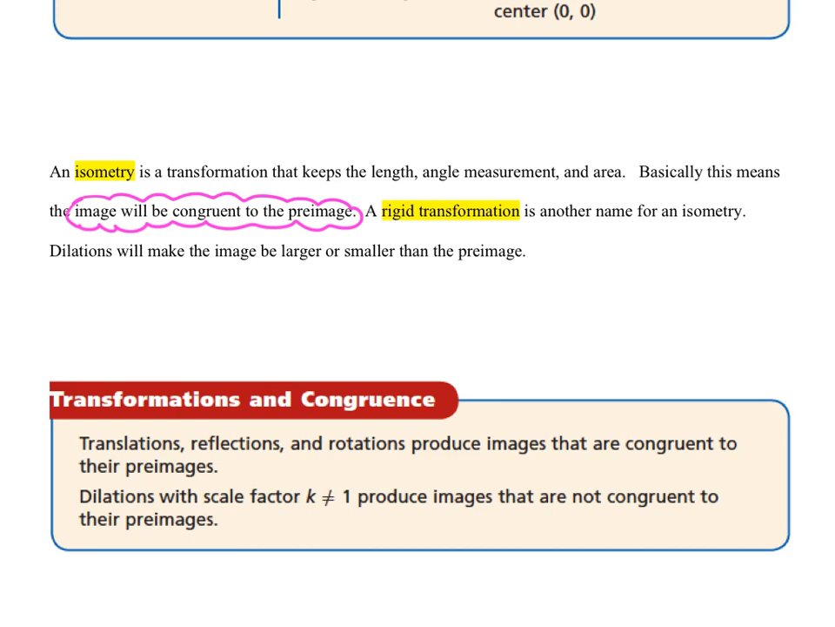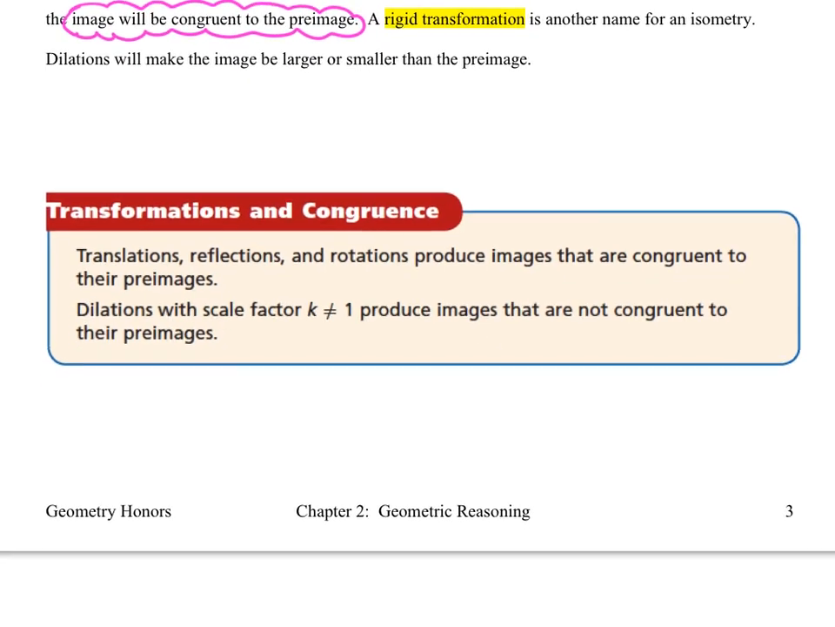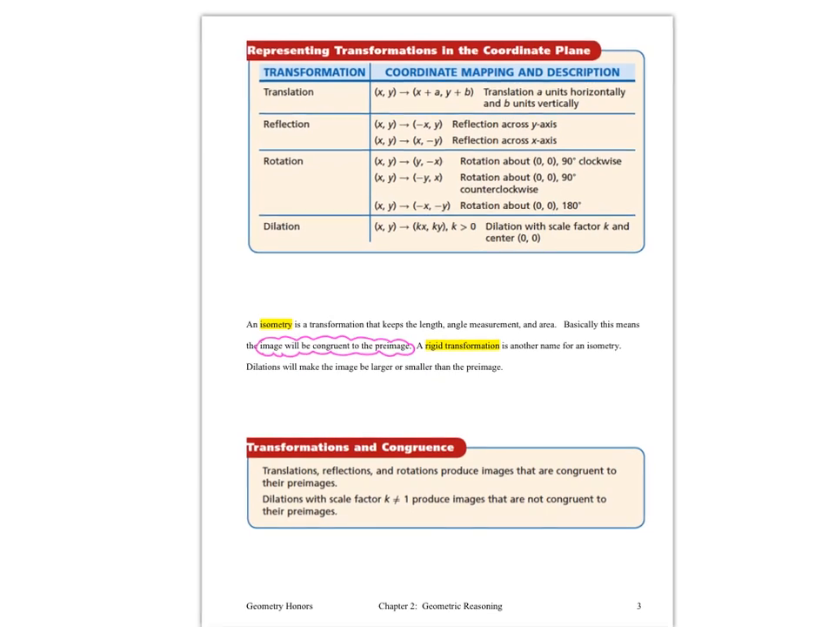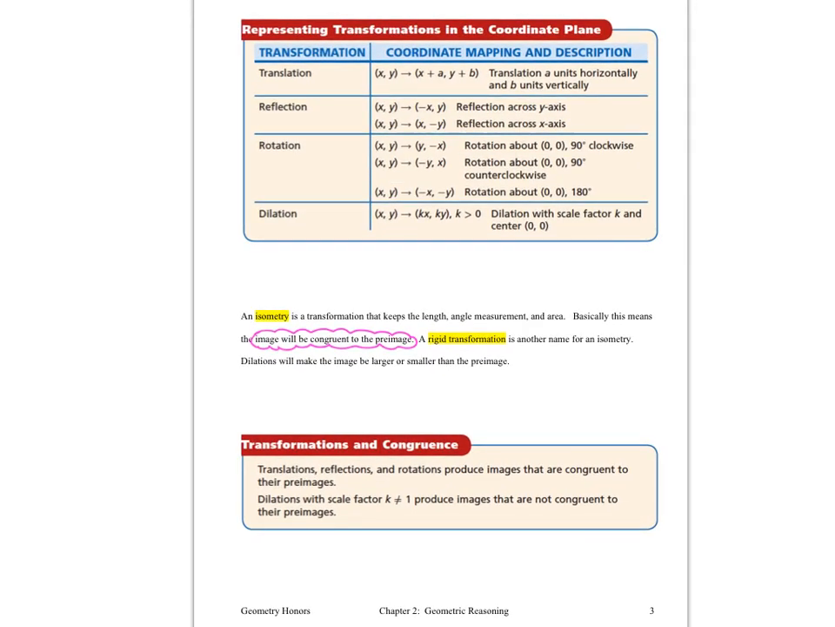And dilations, of course, are different. They are not isometries. They are not rigid transformations because they do change the size of the figure. It's going to either be a larger or a smaller figure than the pre-image was. And our box does the same thing about translations, reflections, and rotations. We know that the images are going to be congruent to the pre-images. Those are rigid transformations, also known as isometries, and dilations are not. Dilations have a scale factor not equal to -1, but it's got to be a positive number.